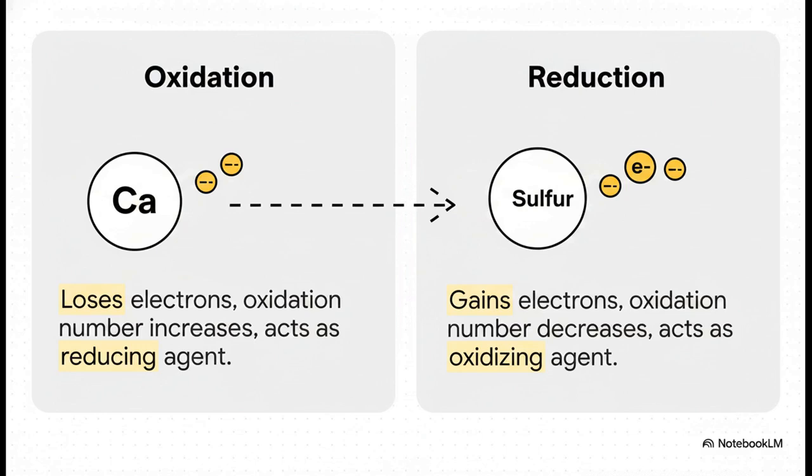A really great example from our source material is calcium reacting with solid sulfur to make calcium sulfide. Calcium's oxidation number goes from 0 to +2. It lost electrons, so boom, it's oxidized. Sulfur goes from 0 to -2, so it gained those electrons and is reduced. It's just perfectly balanced.